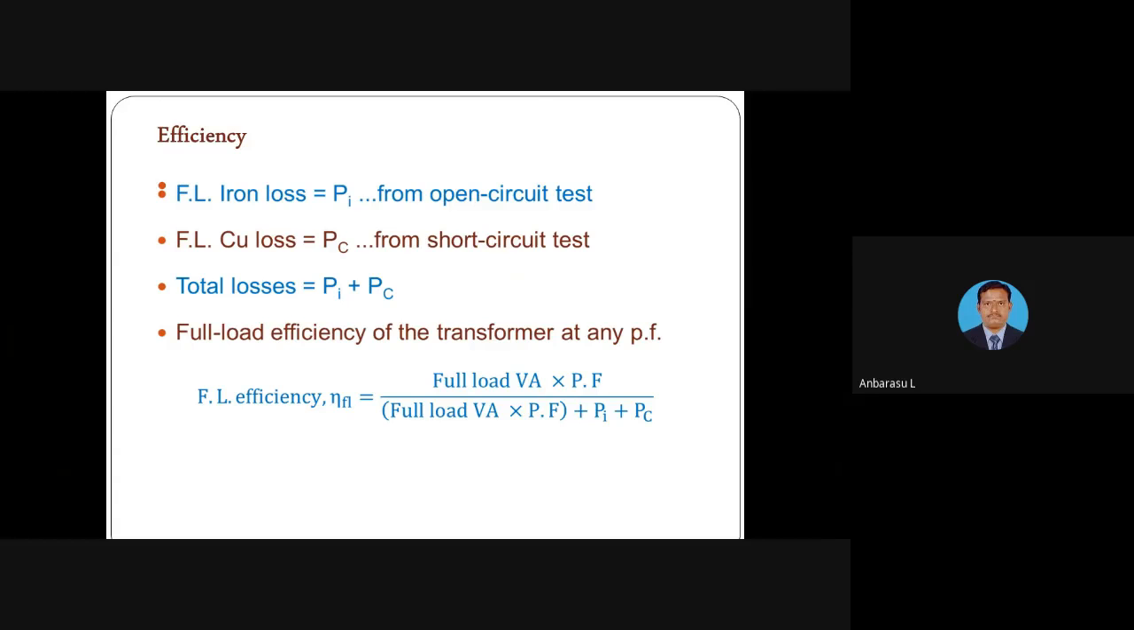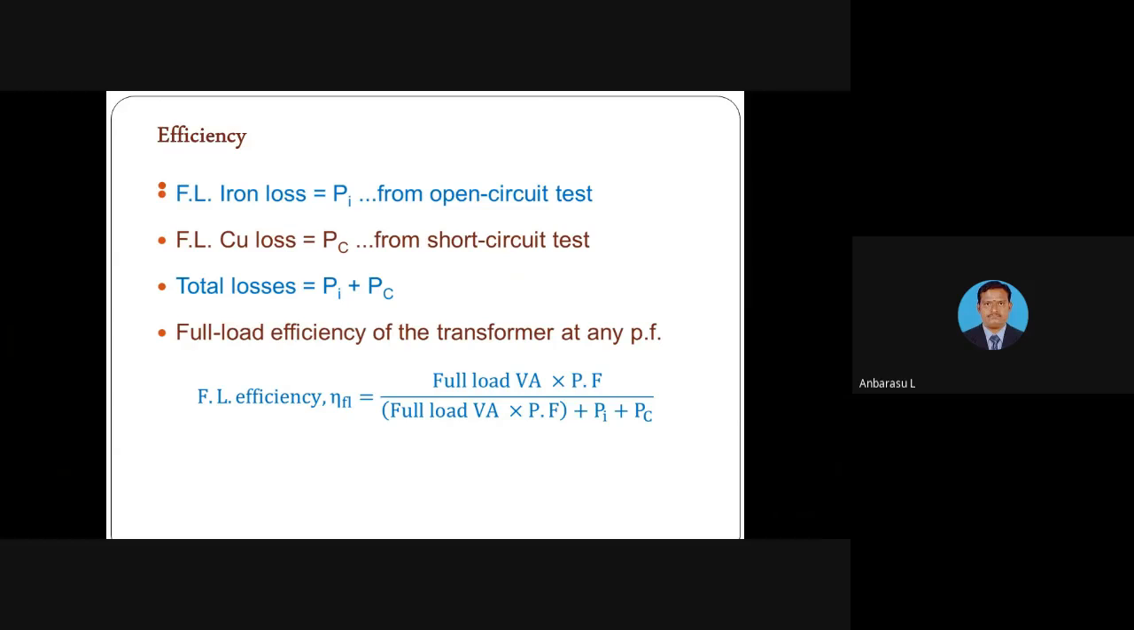Here the full load iron losses are equal to Pi. It is determined from the open circuit test. Full load copper losses are equal to Pc. That is determined from the short circuit test. From the open circuit test and short circuit test, we determine the iron losses and copper losses. The total losses of the transformer are the iron losses plus copper losses. We have to add the two losses. That is, the total losses of the transformer equal Pi plus Pc, that is, iron losses plus copper losses.